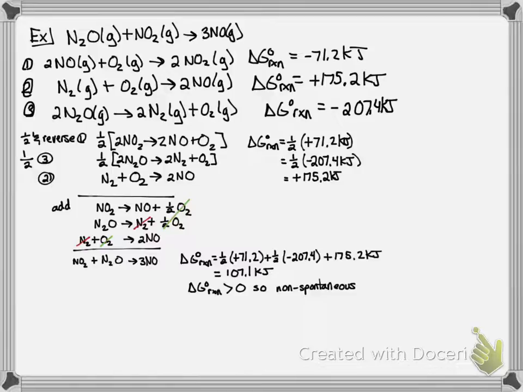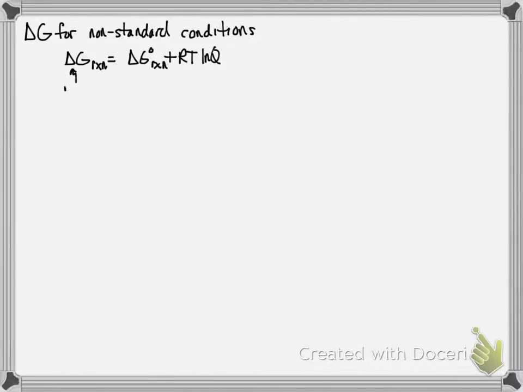And then we have one more thing to discuss, and then we'll have our full arsenal of equations. And that would be how we find delta G for non-standard conditions. So if we have delta G for standard conditions, that would require 1 molar, 1 atmospheric pressure. What would it do if we had something that wasn't that? So delta G reaction without the little circle means non-standard. Delta G with the circle is standard conditions.